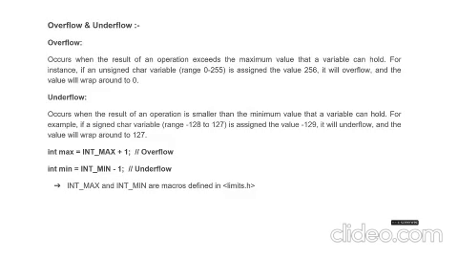Overflow and underflow. Overflow occurs when the result of an operation exceeds the maximum value that a variable can hold. For example, an unsigned char variable range is 0 to 255. If I assign the value 256, it will overflow. Underflow occurs when the result of an operation is smaller than the minimum value that a variable can hold. For example, a signed char variable range is minus 128 to 127, if I assign the value minus 127, it will underflow. This is the syntax of INT_MAX and INT_MIN, which are macros defined in the limits.h header file.